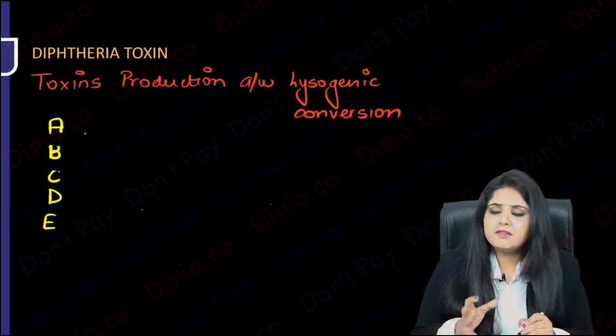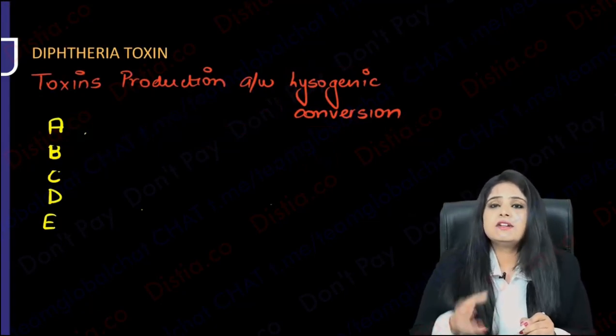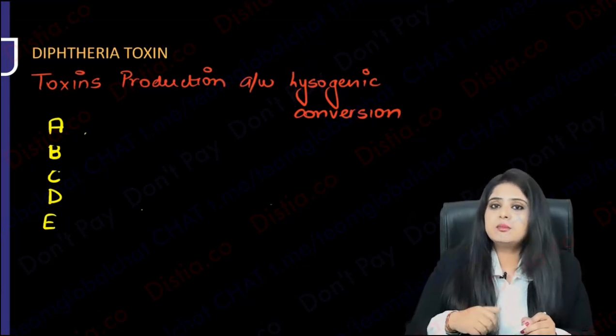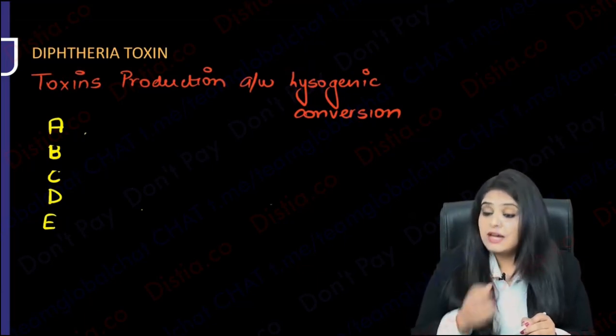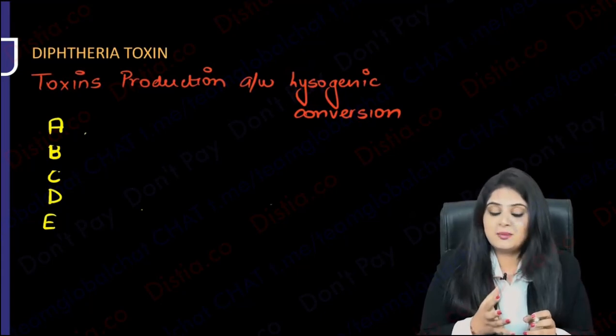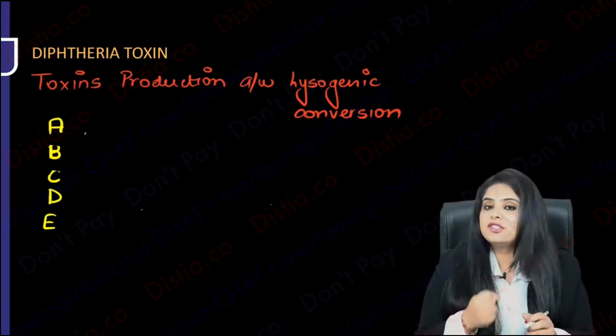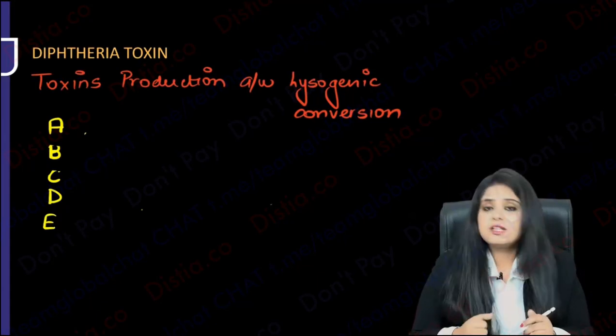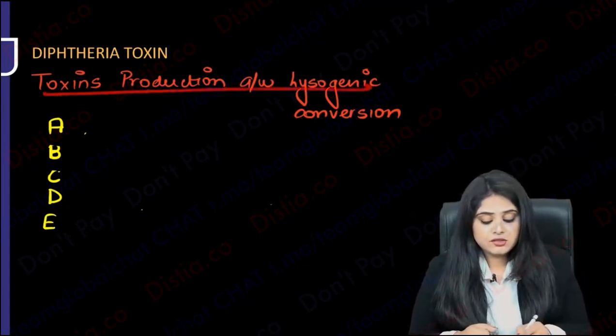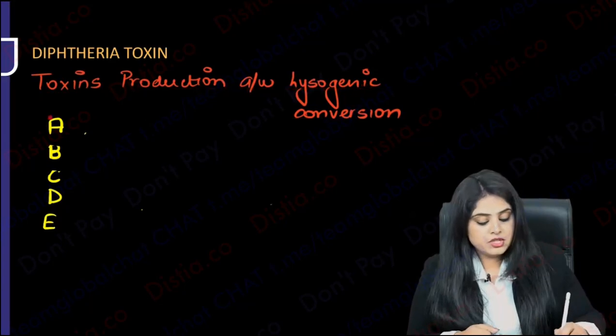Guys, there is only one way of doing microbio. Revise, revise, revise. Go to the next chapter, revise the mnemonics of the previous chapter. It requires genuine hard work to do this chapter, to do this subject. It's just hard work and patience. So we'll revise. Toxins which are associated with lysogenic conversion, A, B, C, D, E.